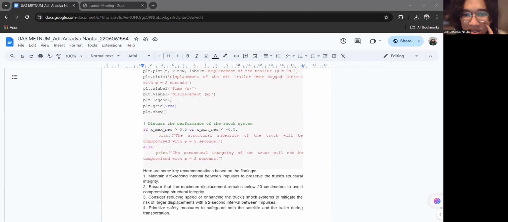And here are some key recommendations based on the findings. Maintain a 3-second interval between impulses to preserve the truck's structural integrity. The second one is ensure the maximum displacement remains below 20 centimeters to avoid compromising structural integrity. Third one is consider reducing speed or enhancing the truck's shock system to mitigate the risk of larger displacement with 2-second intervals between impulses. And the fourth one is prioritize safety measures to safeguard both the satellite and the trailer during transportation.